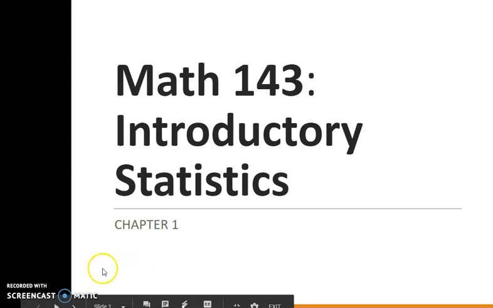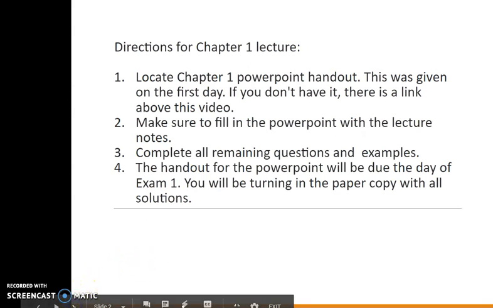And before we jump into chapter 1, I need you to review the directions for this lecture. First of all, I need you to locate the PowerPoint presentation that was given during the first day of class. This is in the first packet. Now, this is how it's actually going to work for the lecture. I need you to look at number 2 here, and what you're going to be doing is filling in the actual PowerPoint as we go through the presentation.